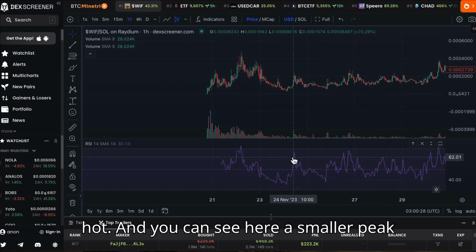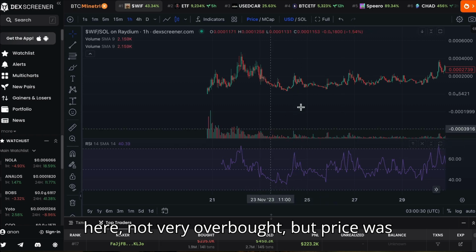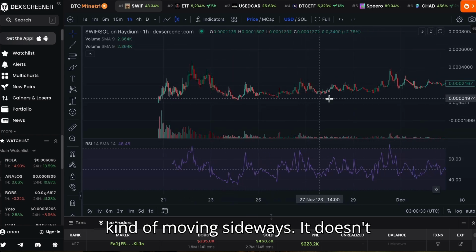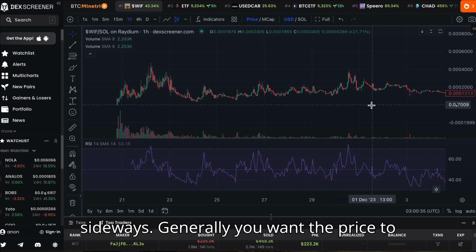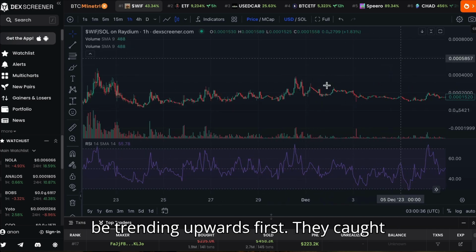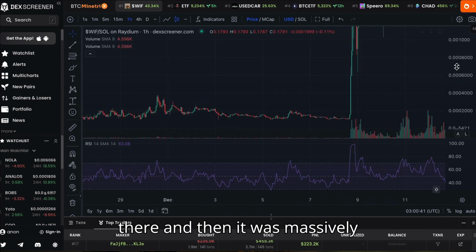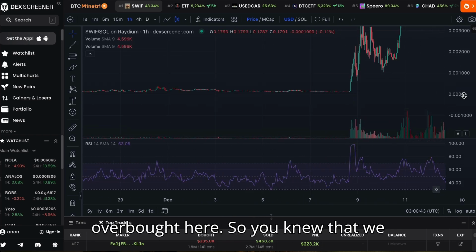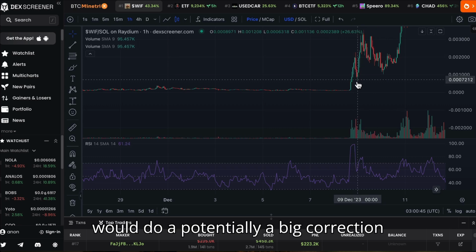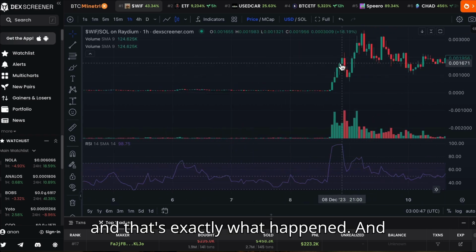And you can see here a smaller peak, not very overbought, but the price was kind of moving sideways. It doesn't really help that much if price is moving sideways. Generally, you want the price to be trending upwards first. But it caught another smaller peak there, and then it was massively overbought here. So you knew that we would potentially do a big correction, and that's exactly what happened.